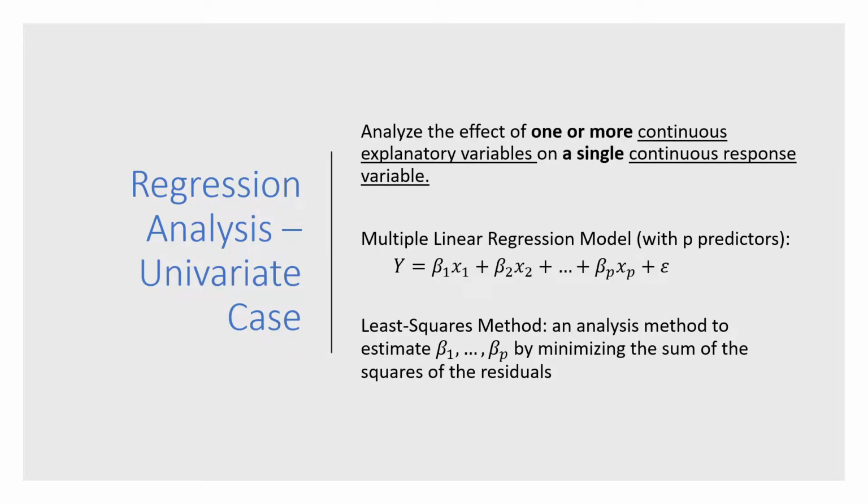First, let's go over a quick review of regression analysis in the univariate case. Typically, we use regression analysis to analyze the effect of one or more continuous explanatory variables on a single continuous response variable. When performing multiple linear regression analysis, we use the following model where each of the beta terms represents a slope coefficient and each of the x terms represents one of the explanatory variables in the model. In multiple linear regression, the least squares method is typically used to estimate the slope coefficients while minimizing the sum of the squares of the residuals.